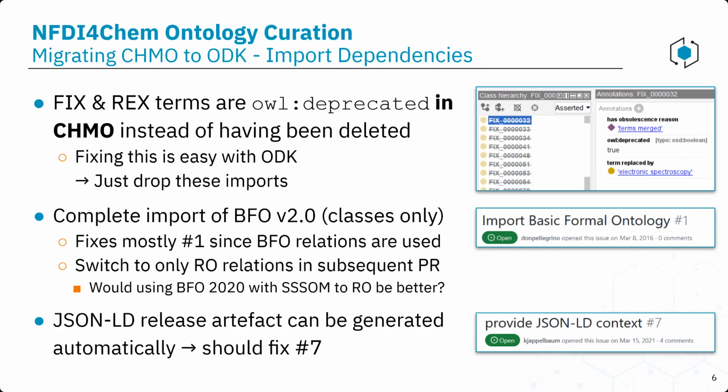Other issues like issue number 7 should very easily be fixed just by using ODK and having auto-generated release artifacts, and specifying in our config file that we would also like to produce a JSON-LD release alongside an OWL and OBO release.